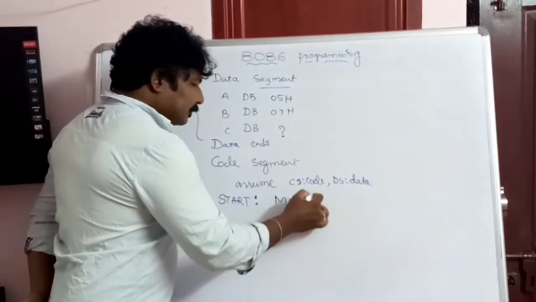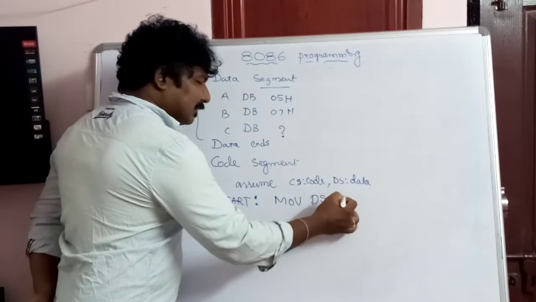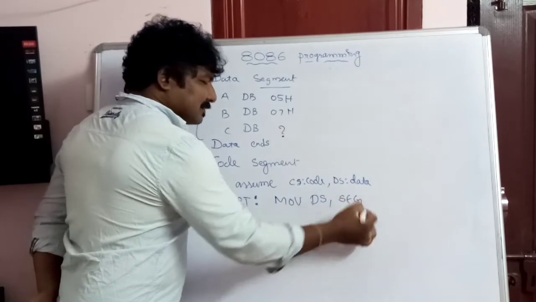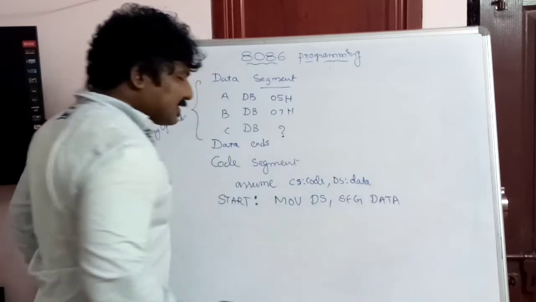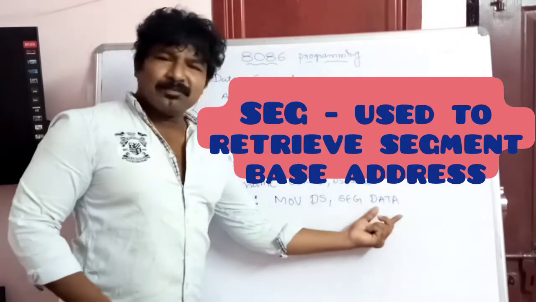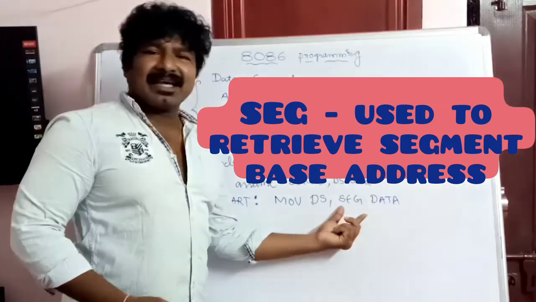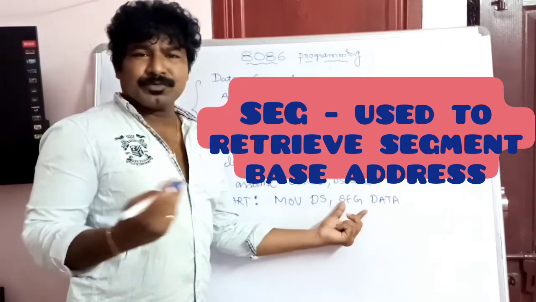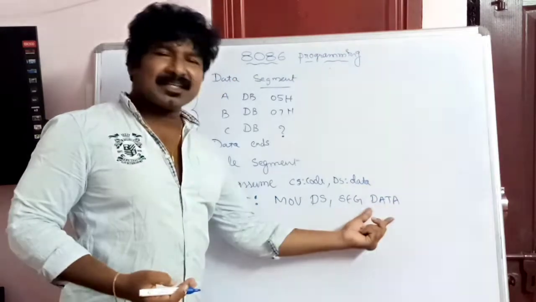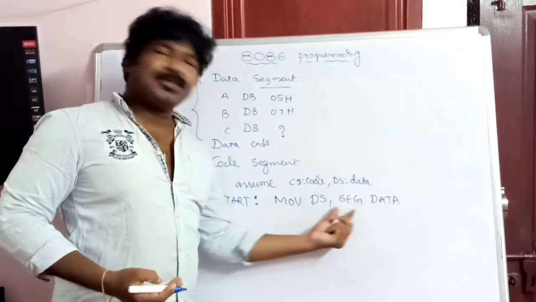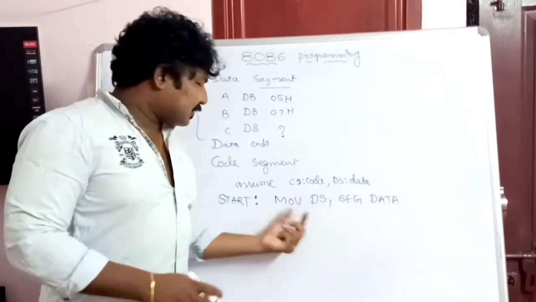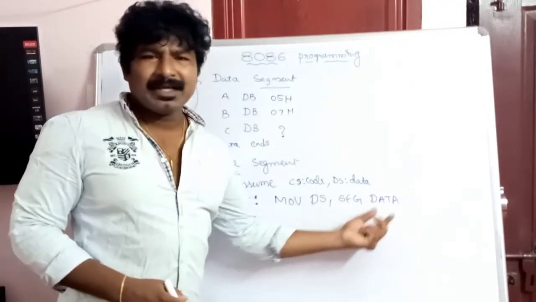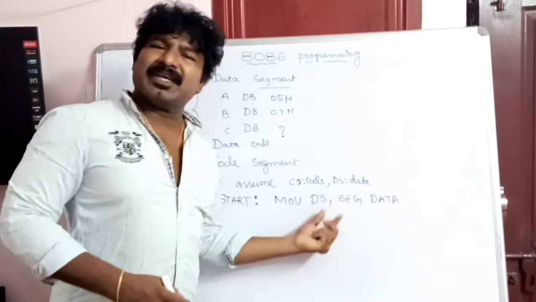MOV DS, SEG data. What does it mean? Data is the name of the data segment. SEG is another assembler directive that retrieves the base address of the data segment, and you are moving that address into the DS. DS is the data segment register. So this is a simple instruction that moves the base address of the data segment into DS.